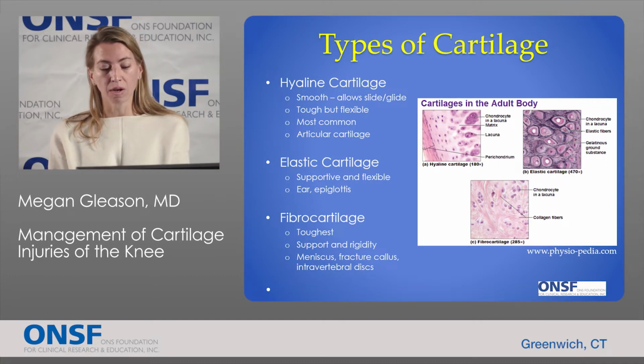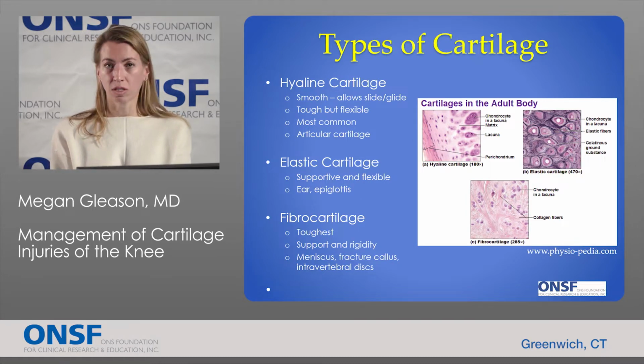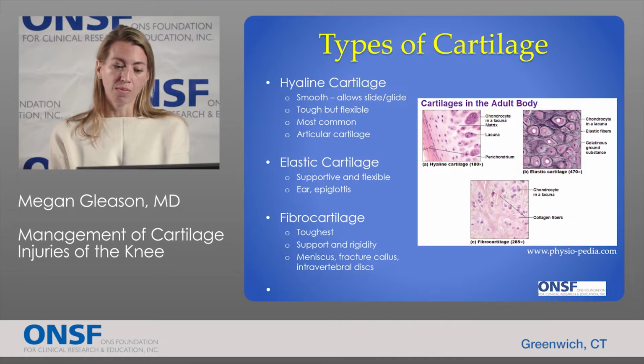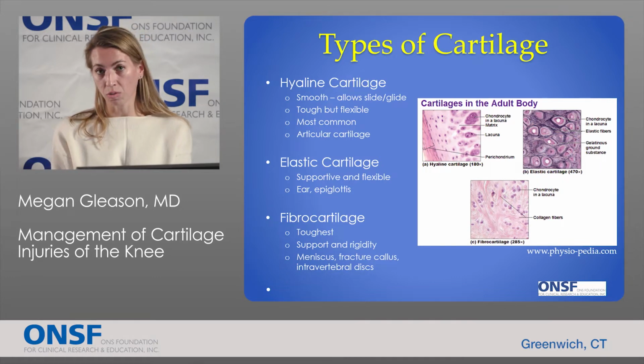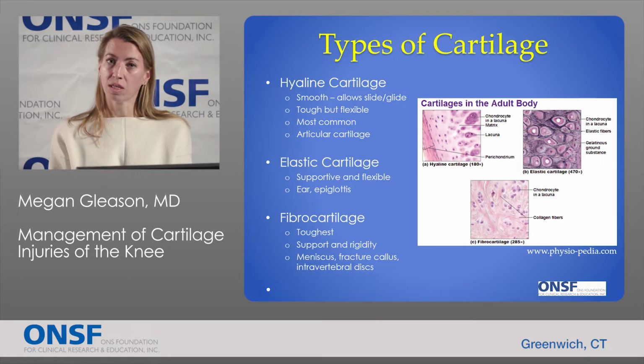And last, we'll talk a little bit about fibrocartilage, which is the toughest type of cartilage within the body. It's very supportive, but it's also rigid. This is the type of cartilage you'll see within the meniscus, around a fracture callus when you have a broken bone, and also within the discs of the vertebrae. On this slide, we're showing different types of cartilage and their structure on the microscopic level.